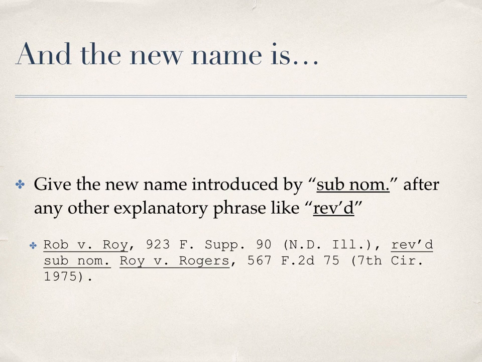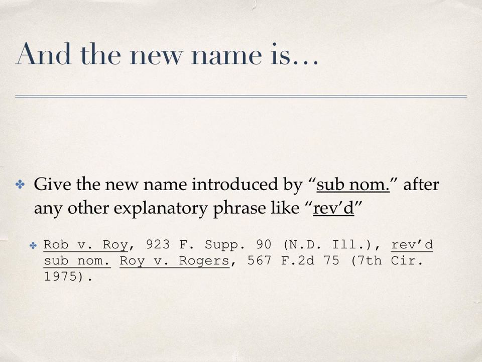we're going to give the new name introduced by the introductory phrase "sub nom." This comes after any other explanatory phrase, like "reversed." So in this final example I've provided you here, Robb v. Roy, our Northern District of Illinois case that we've been playing with, changed on appeal to Roy v. Rogers. That didn't fit any of the other categories for not including a name change. So I had to put in "sub nom." after my "reversed" and put in Roy v. Rogers, the new case name.